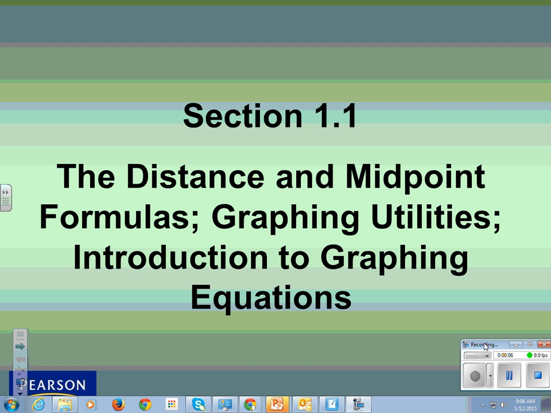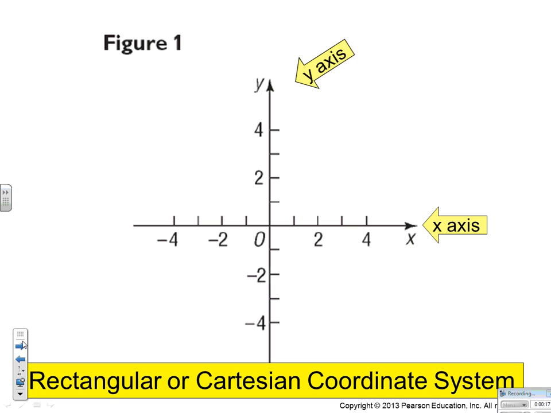So this is section 1.1, distance and midpoint formulas, graphing utilities, introduction to graphing equations. All right, please only write the stuff down that you don't know, because we're going basic.